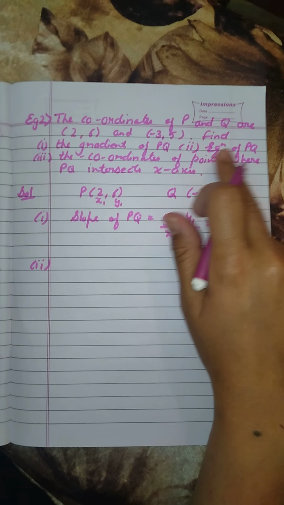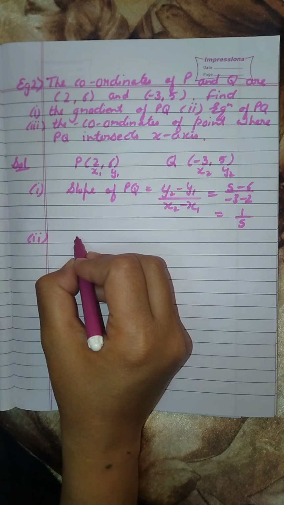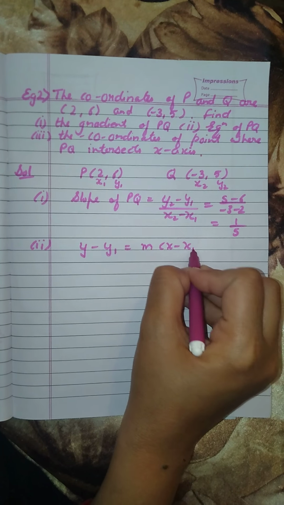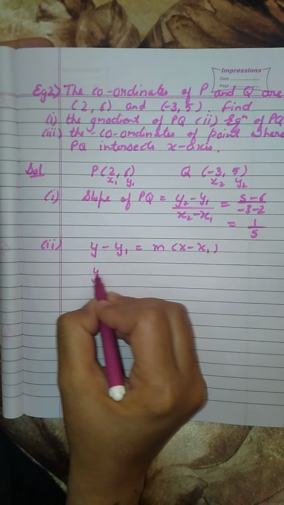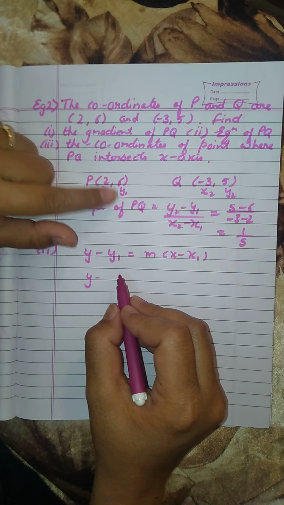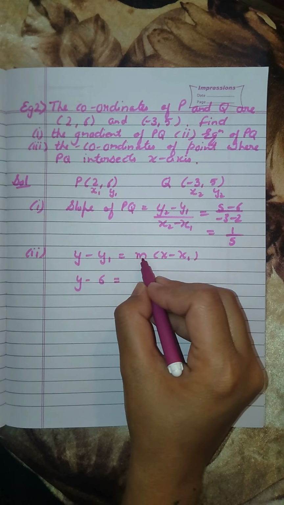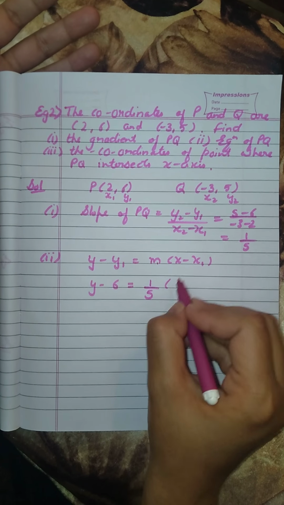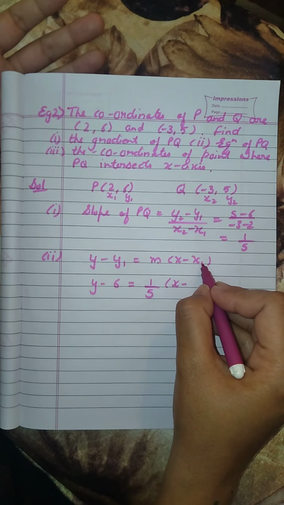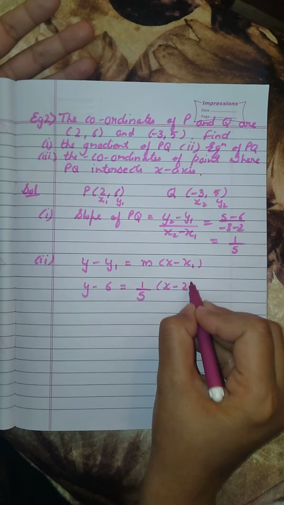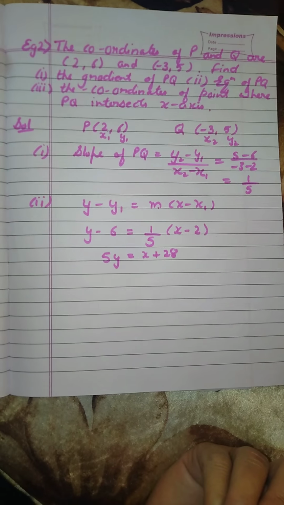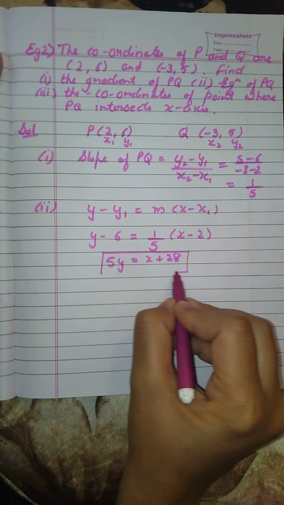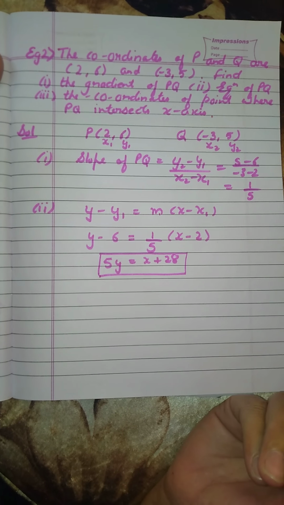Now coming to the equation of the line PQ. Equation of line formula is y minus y1 is equal to m x minus x1. Put the value y minus y1, which is 6, is equal to m. Slope is 1 over 5 we found in the first part. X is variable and x1 is 2. Simplify it. When we simplify, we get 5y is equal to x plus 28 as the equation of the line PQ.